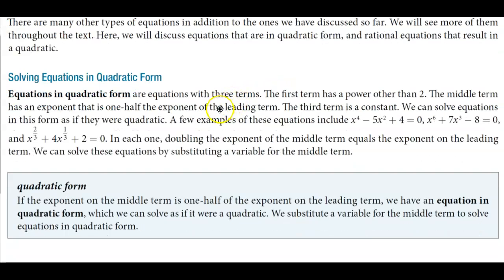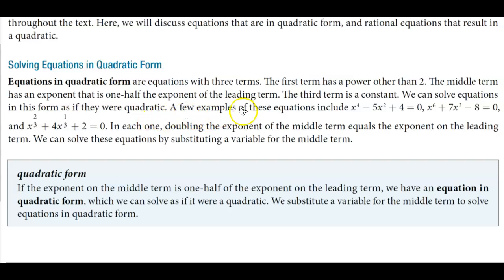Solving equations in quadratic form. Equations in quadratic form are equations with three terms. The first term has a power other than 2. The middle term has an exponent that is 1/2 of the exponent of the leading term, and a third term is constant. We can solve equations in this form as if they were quadratic.